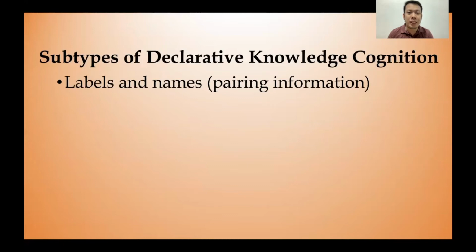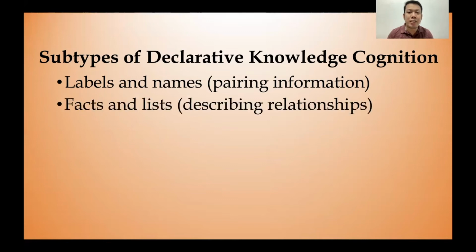So first, labels and names. We can always recall and declare these labels and names, like what is the label for this name or what is the name for that particular label. So in that sense, there is what we call pairing of information. Next, facts and lists describing relationships. So we can easily recall this kind of information. Once you recall it, you can easily tell that particular information.